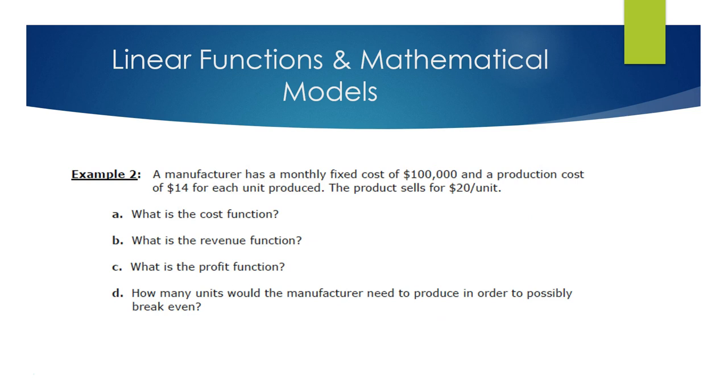So try that information out for this problem here. It's breaking it down for you, having you do it in pieces. A manufacturer has a monthly fixed cost of $100,000 and a production cost of $14 for each unit produced. The product sells for $20 per unit. What is the cost function? What is the revenue function? What is the profit function? And how many units would the manufacturer need to produce in order to possibly break even? Now, since they're giving you monthly fixed costs, you should be basing all this on monthly values, so this is all in a month span. But there's the question. Take a moment or two to answer it, and then we'll go over it.